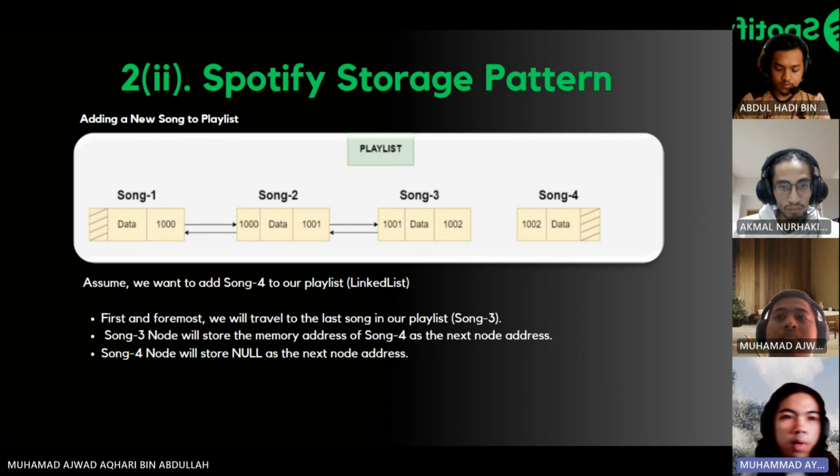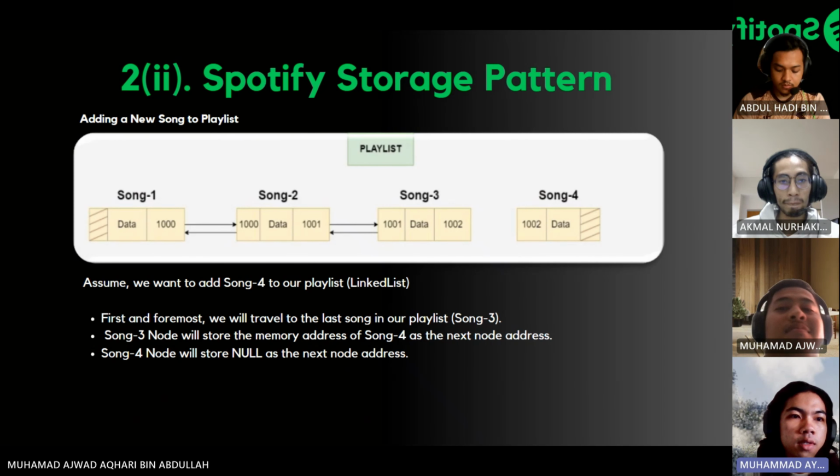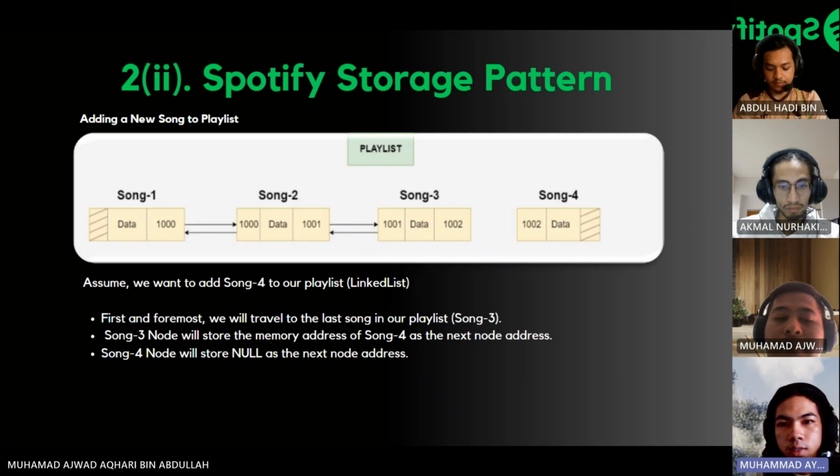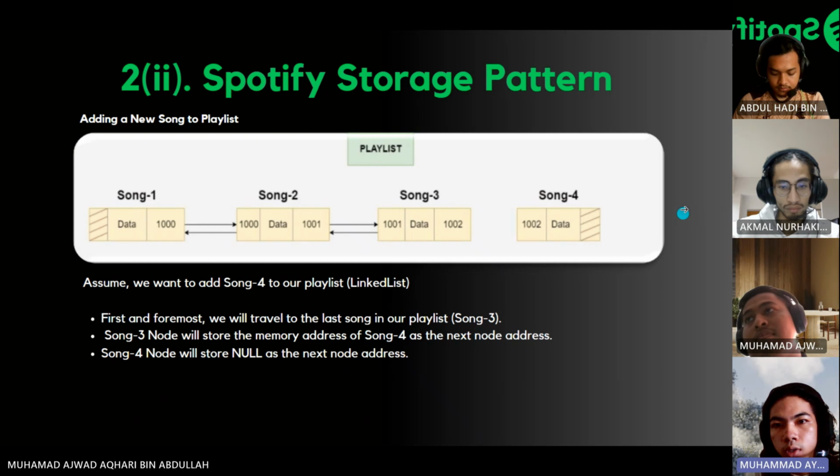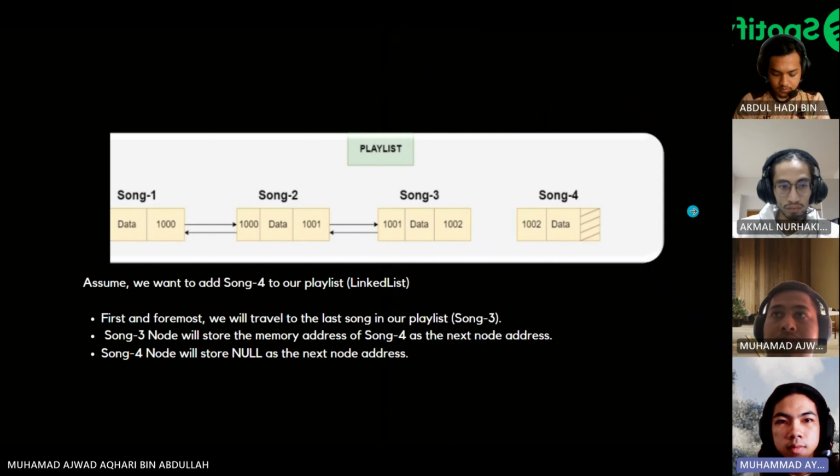Next we will be covering the operation of adding a new song to the playlist, and how Spotify storage pattern is affected. Assume we want to add song 4 to our playlist. First and foremost, we will travel to song 3 in our playlist, which earlier doesn't have the next memory address. Song 3 will store the memory address of song 4, which is 1002. Song 4 will store null as the next node address because it will replace the tail of song 3, which had a null next memory address. So that's how we add a new song to the playlist. Next, we will move to the next slide.